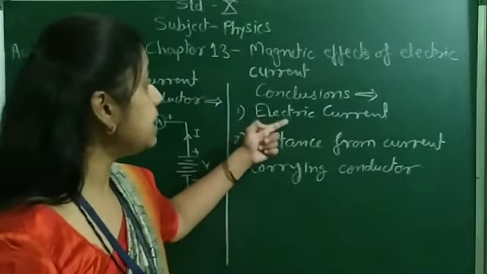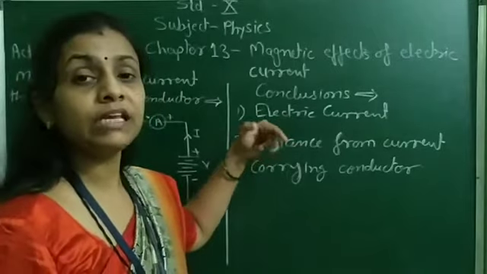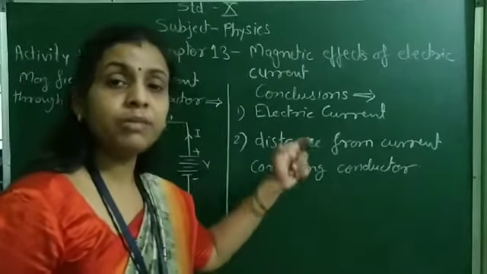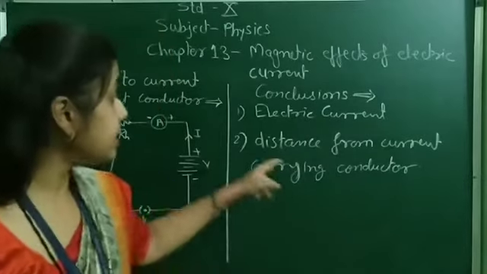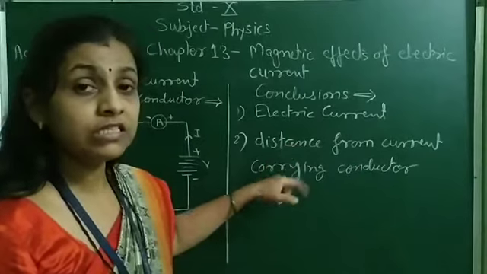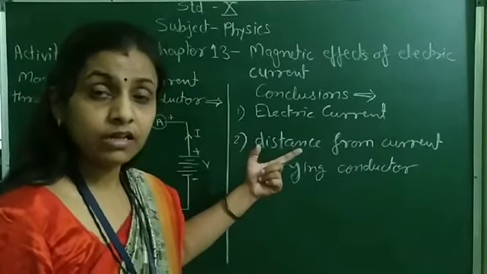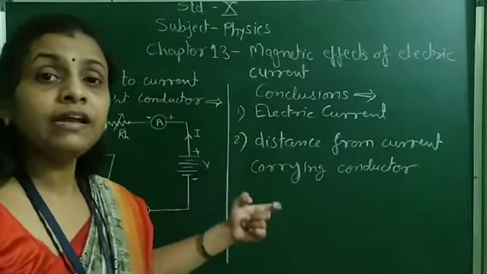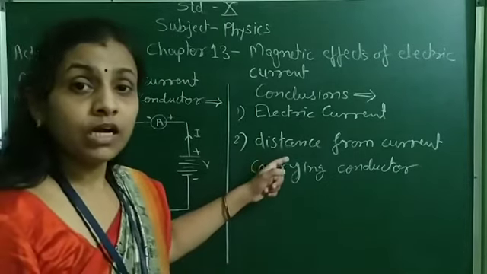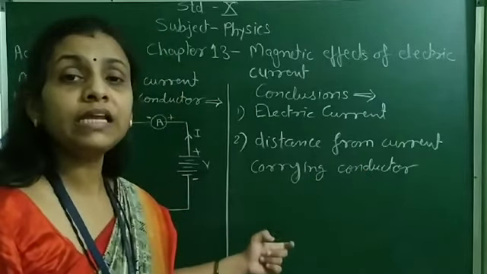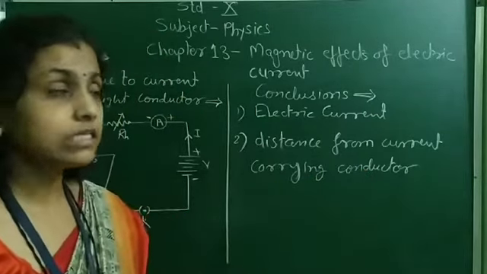If we increase the electric current, then the magnetic field increases, and if we decrease the electric current, then the magnetic field decreases. Then the second point, distance from the current carrying conductor. If we increase the distance of the magnetic needle from the current carrying conductor, then the magnetic field decreases, and if we decrease the distance from the current carrying conductor, then the magnetic field will increase.